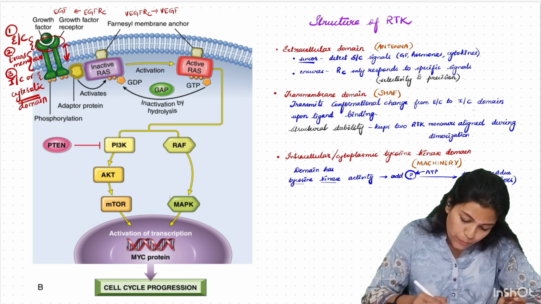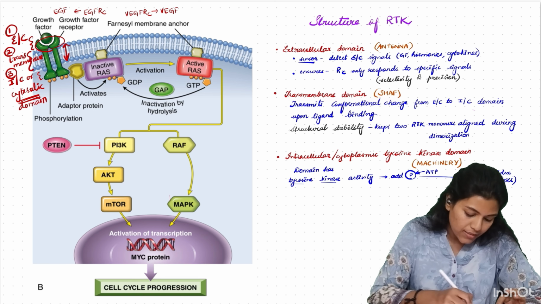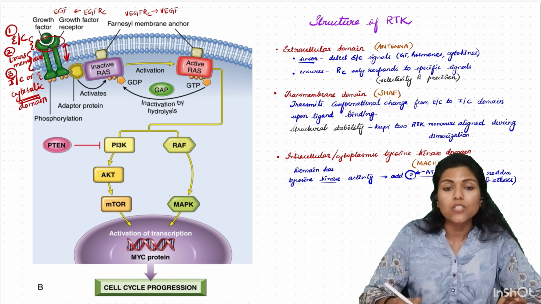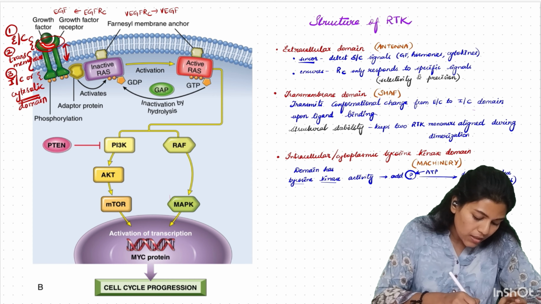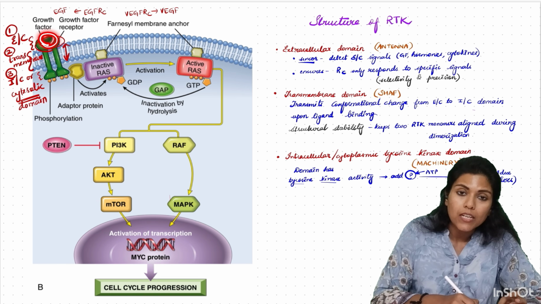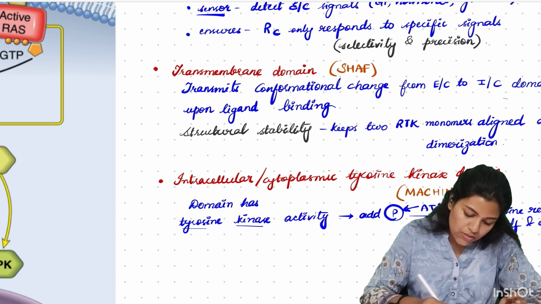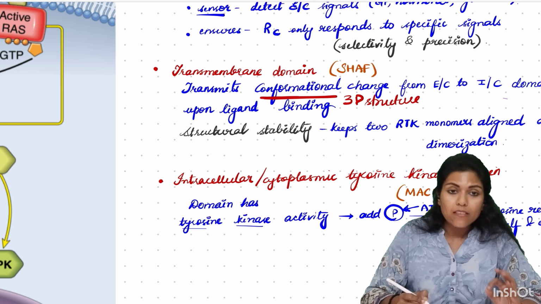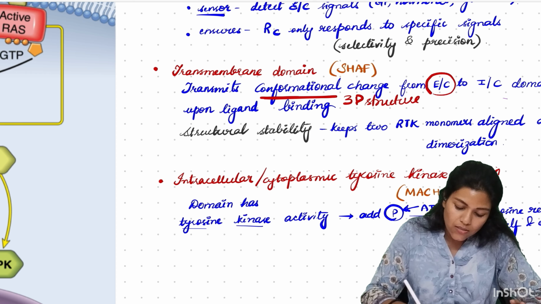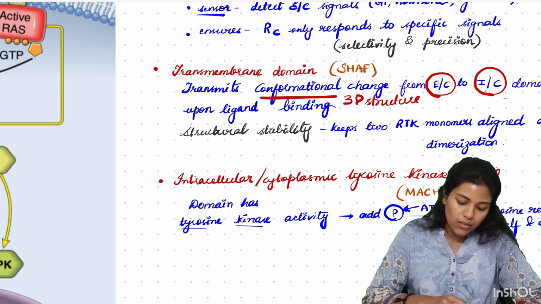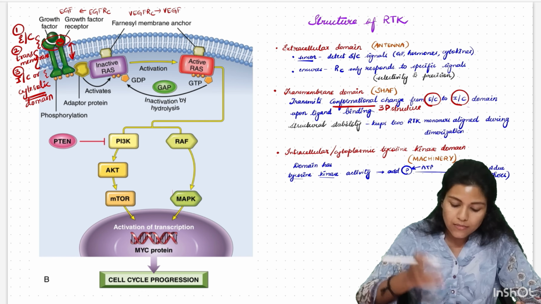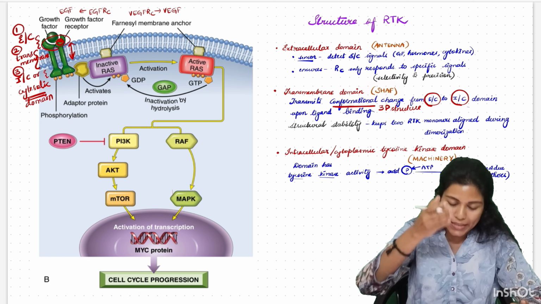And this transmembrane domain acts like a shaft. It is like a mechanical anchor for stability. It will transmit the conformational change. What is a conformational change? After the ligand binds to this extracellular domain, the three-dimensional structure of this receptor will change. Conformational change means the three-dimensional structure will change, and this change is transmitted from the extracellular part to the intracellular domain. It is transmitted via this shaft, like a mechanical anchor.